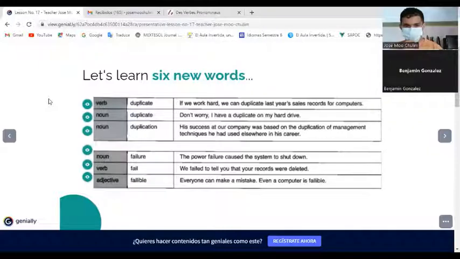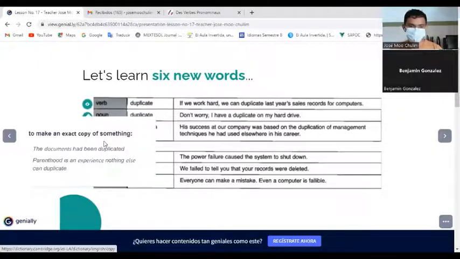Okay, let's just say okay. It's like copy anything. Copy something. Duplicate. Okay, excellent. To copy something. Okay, let's see the meaning of this word. Okay, excellent. To make a deal.